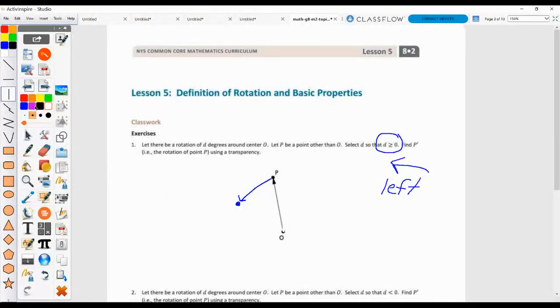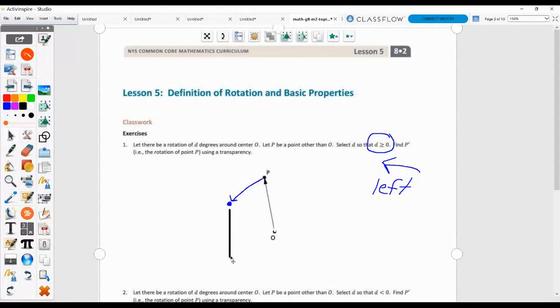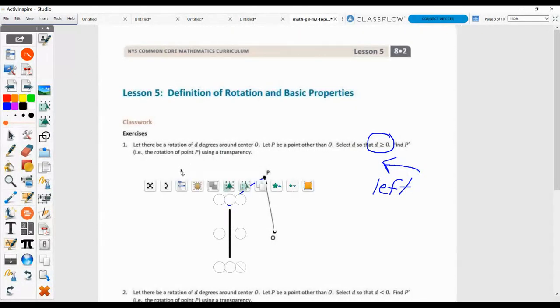Oh, I think I have it on white. That would be the problem, guys. All right. Okay. And let's go ahead and move that. Hopefully. Maybe. There we go.